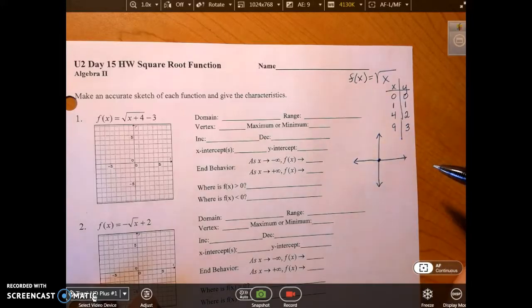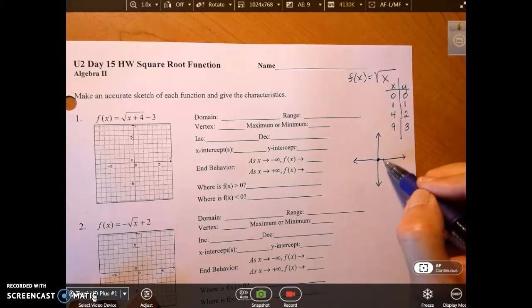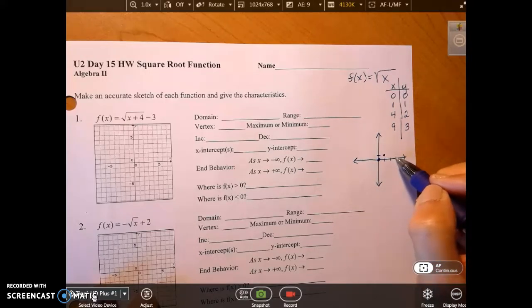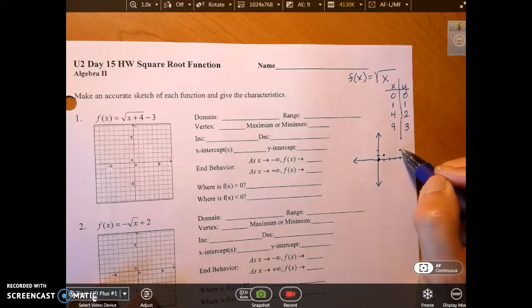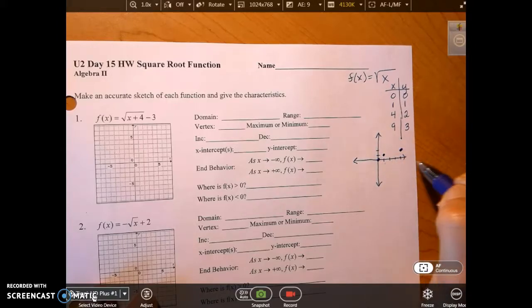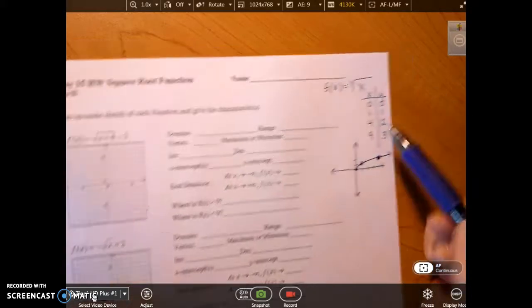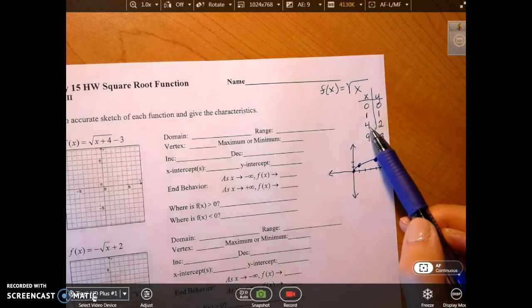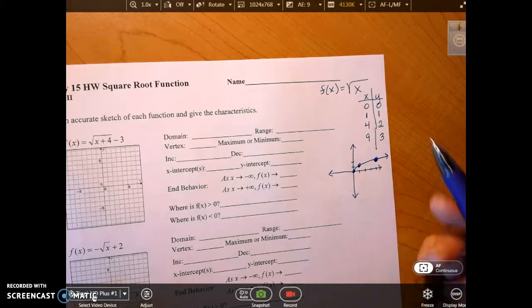We'll translate this just like we have our others as well. But my moves will be 1 to the right will yield 1 up. And then I have to go 4 to the right, and I'll go 2 up. And usually that's about as far as I go, because you have to go all the way 9 to the right to go up by 3. So that is the general shape of this graph. So the moves are 1 to the right, 1 up, 4 to the right, 2 up, because you're taking the square root of 4. 9 to the right is 3 up. So this is our parent function.